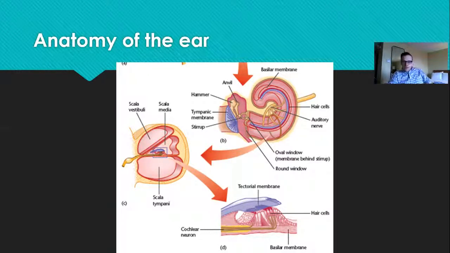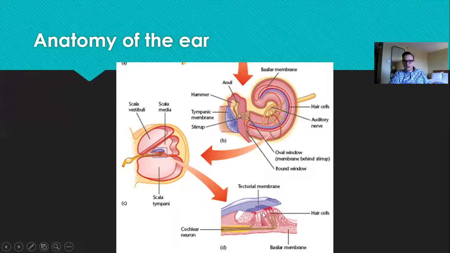Now you might note that some of these hair cells here on the tectorial membrane, on the basilar membrane, look like they're in the tectorial membrane, and they are. Those don't move back and forth. Those don't transduce sound. It's the ones that aren't attached.